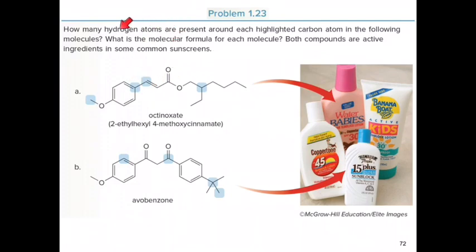So it's asking for the number of hydrogen atoms bonded to each highlighted carbon atom. So with this one right here, you can see that it only has 1 single bond. And so in order for this carbon to be tetravalent, it has to have 3 hydrogens attached to it. So we're just going to draw in a carbon here that's single bonded to this oxygen. And so that means that it has to have 3 hydrogens bonded to this carbon.